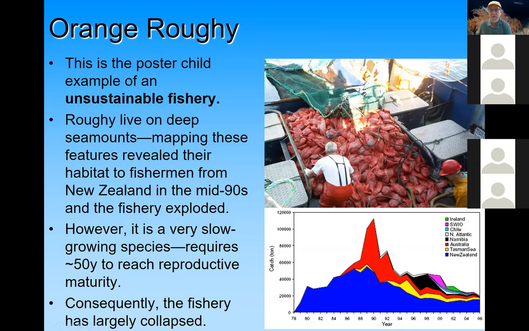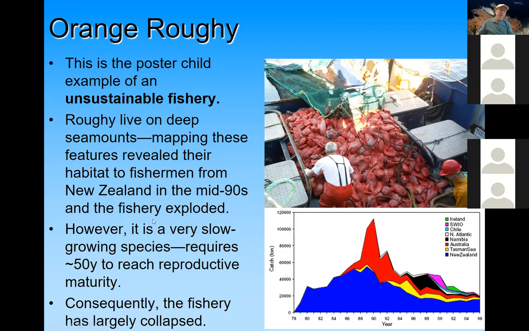And so fishermen from New Zealand and Australia, starting in the mid-1990s, really began to hammer the orange roughy population. And there was a huge run-up in roughy landings. And here you can see that the country that was catching the most orange roughy was Australia, followed by New Zealand, and then other countries were in on the picture as well.